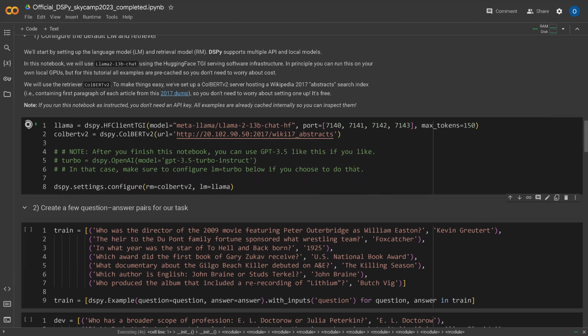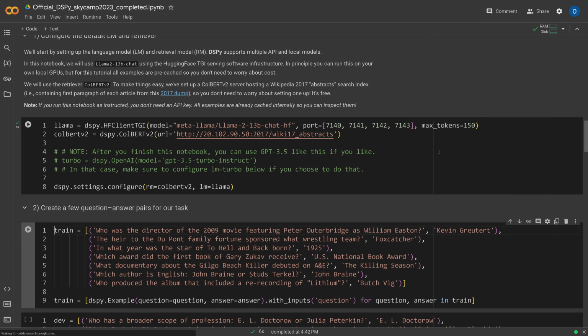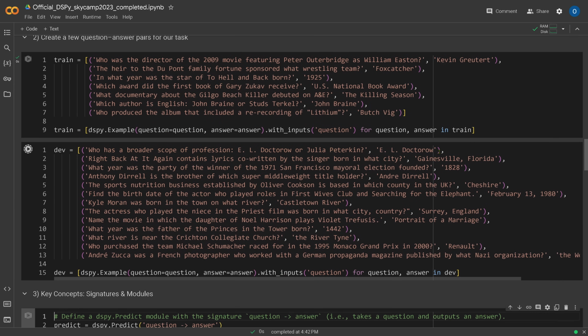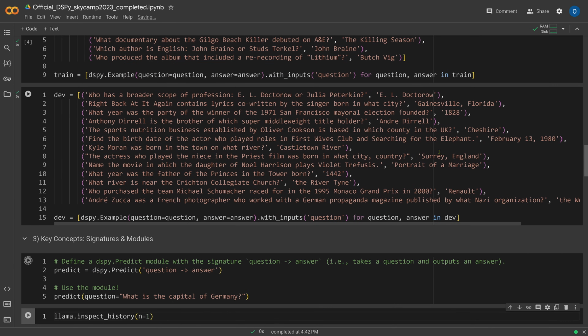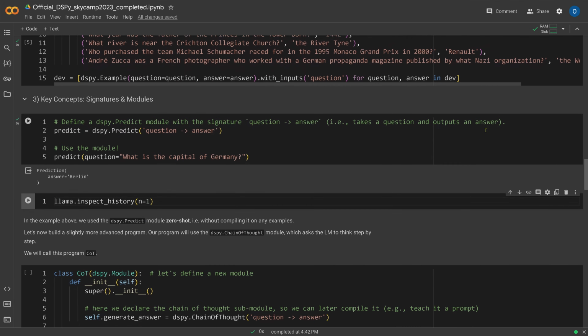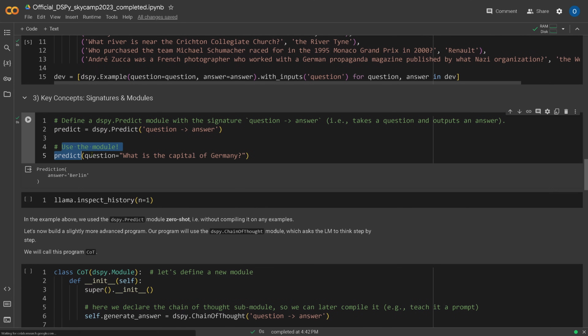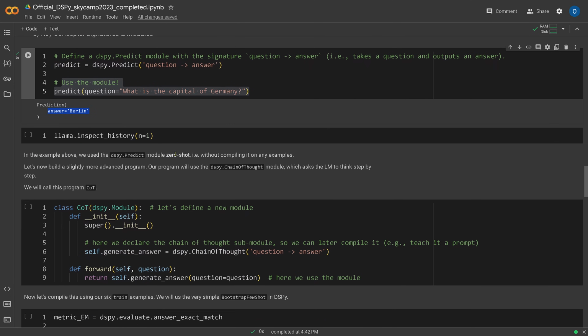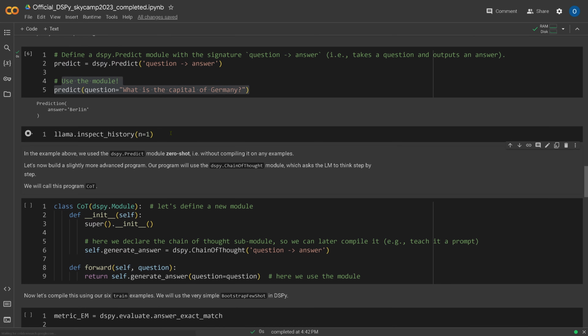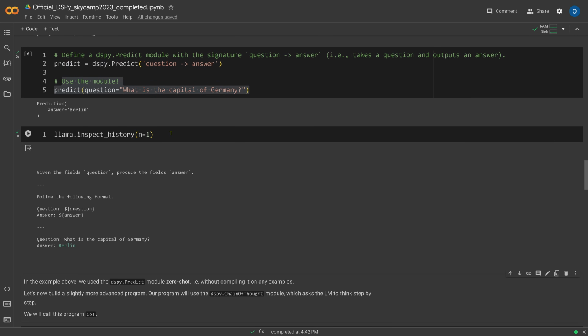Llama 2 and ColBERT. Done. Beautiful. The training dataset. And here we go now. So you see, to predict, the question is, what is the capital of Germany? Answer, Berlin. Beautiful. But if you want to find out what happened, you just say inspect the history of your LLM.